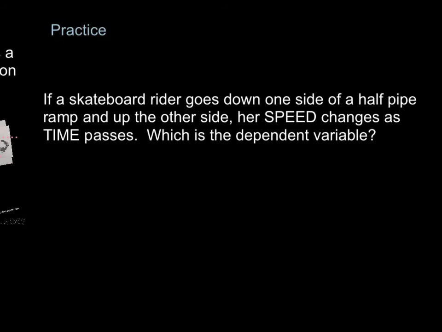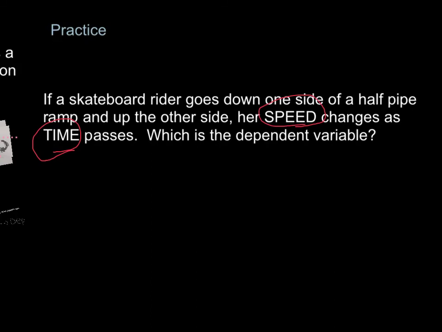All right, did you get speed to be your dependent variable? If you did, you can click here and go to the next question. If you did not, please stay with me and watch how I solved this problem. All right, so we're trying to determine which one of our variables is the dependent variable. Well, we have two variables in this example. We have time and we have speed.